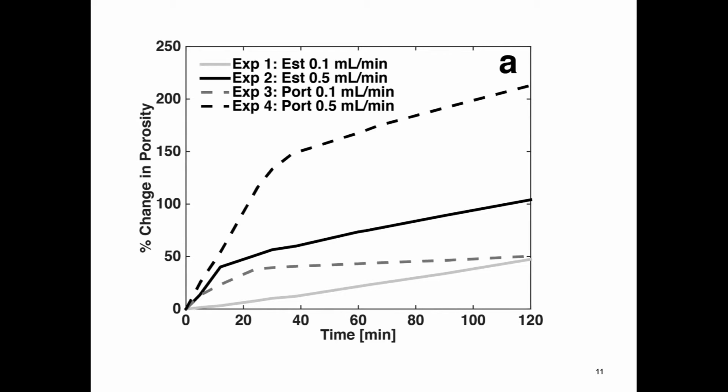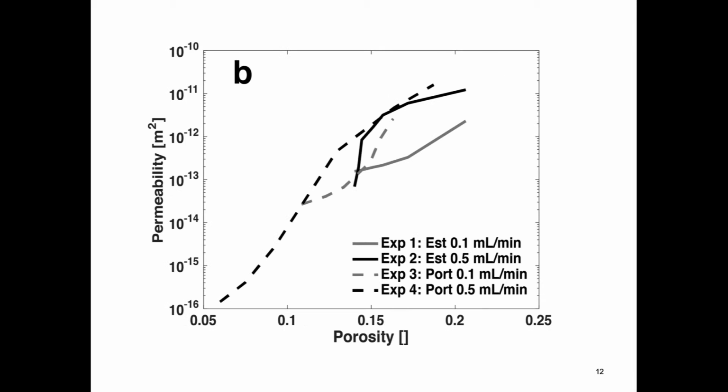Here, we examine the dynamic changes in porosity and permeability. The change in total image porosity is plotted as a function of time. Experiment 1 had a steadily increasing porosity through the experiment. Experiments 2, 3, and 4 increased in porosity quickly at first and then more slowly. Permeability increases rapidly as a function of porosity.